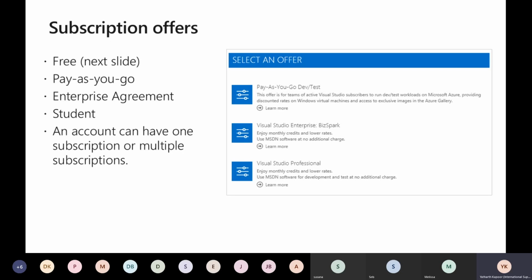Other than this, we have the most common subscription. It's called pay as you go. What's a pay as you go subscription? Whatever products you're using, you're going to get a bill. You're going to pay for those things. You're going to move ahead. Use things, get a bill, move ahead. That's the pay as you go subscription.